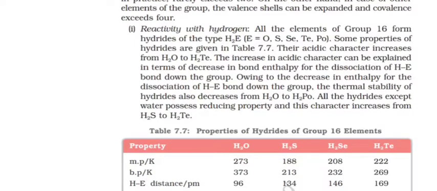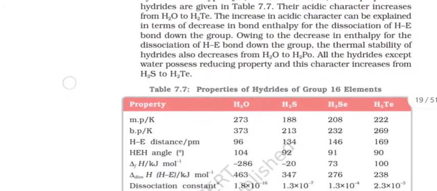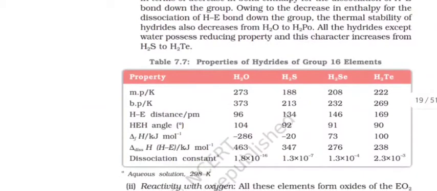down the group. Owing to the decrease in enthalpy for the dissociation of H-E bond down the group, the thermal stability of hydrides also decreases from H2O to H2Po. All the hydrides except water possess reducing property, and this character increases from H2S to H2Te.